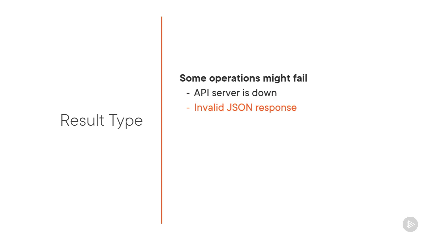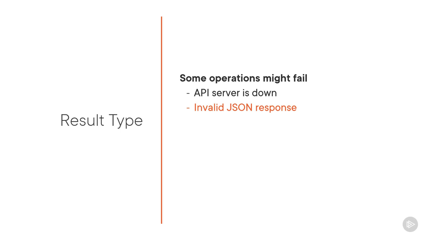The result type is about offering a way to handle operations that might fail. For example, if the API server is down, then the Elm web app should not crash. Instead, it should handle such a scenario gracefully. Furthermore, if the web app gets some invalid JSON response, then the web app needs to prevent any runtime errors.